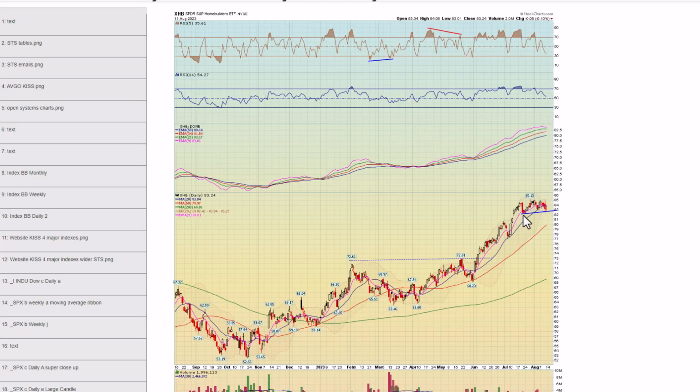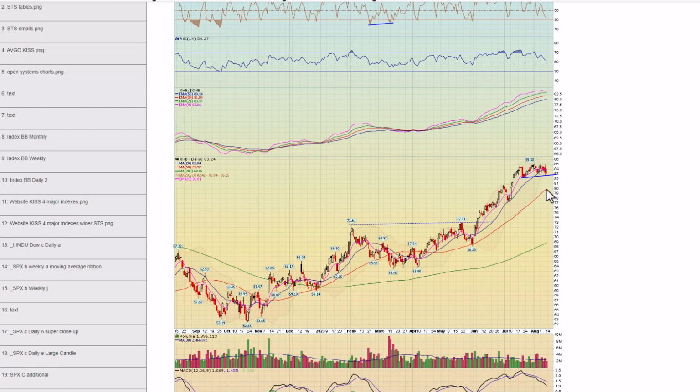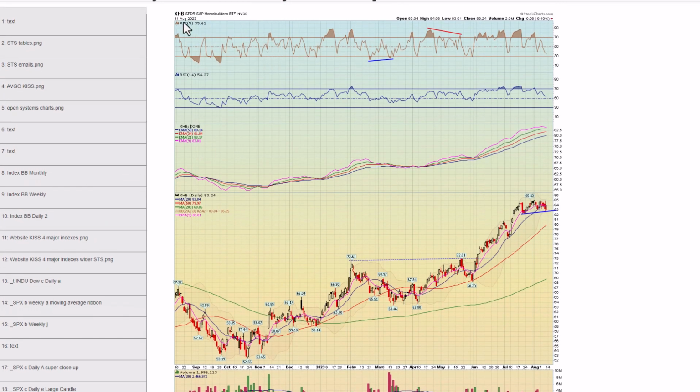Still hanging in here, but boy, this looks like a short if it loses this trend line. In fact, you could short this if it breaks this. Immediate target would be the 50-day moving average below.